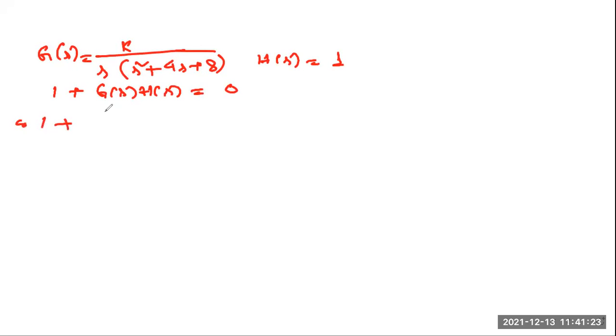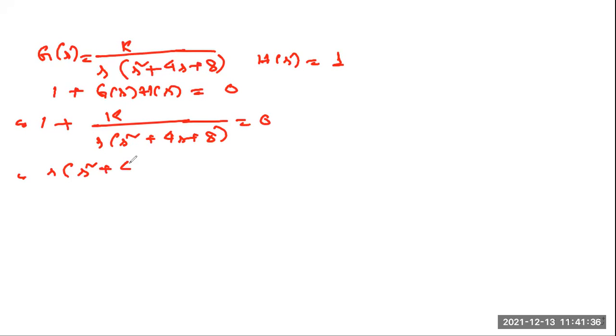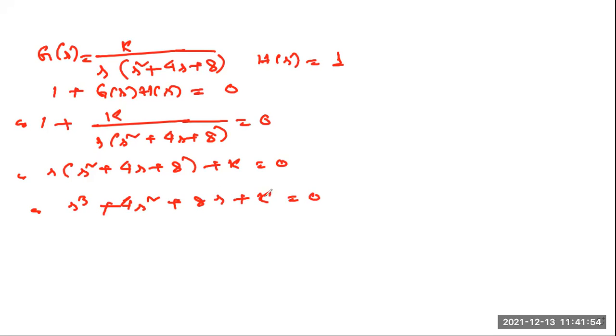So 1 plus K divided by s into s square plus 4s plus 8 equals 0. So s into s square plus 4s plus 8 plus K equals 0. So this is s cube plus 4s square plus 8s plus K equals 0. Okay? Yes or no?